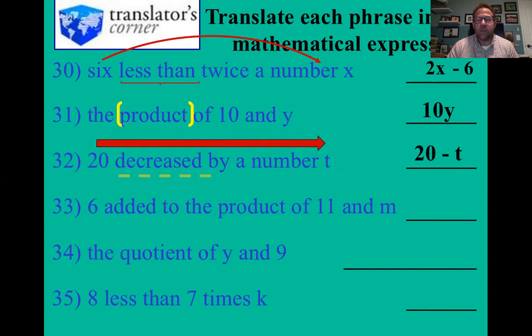Okay, 33. 6 added to the product of 11 and m. Okay, what do you see in there? I see a private party word, so I'm going to put parentheses around that. Now I'm going to ask myself, who got invited to the private party? You got to think about it. Who got invited? The invitations usually are after the private party word, so this would be 11 and m. So we want 11m, and then we can come back over here and it says 6 added to this private party. So that means we really want to put the 6 at the back. So it'd be plus 6.